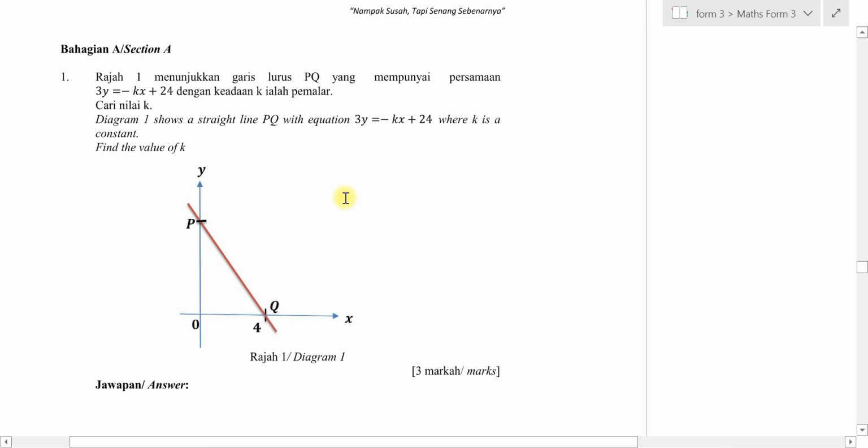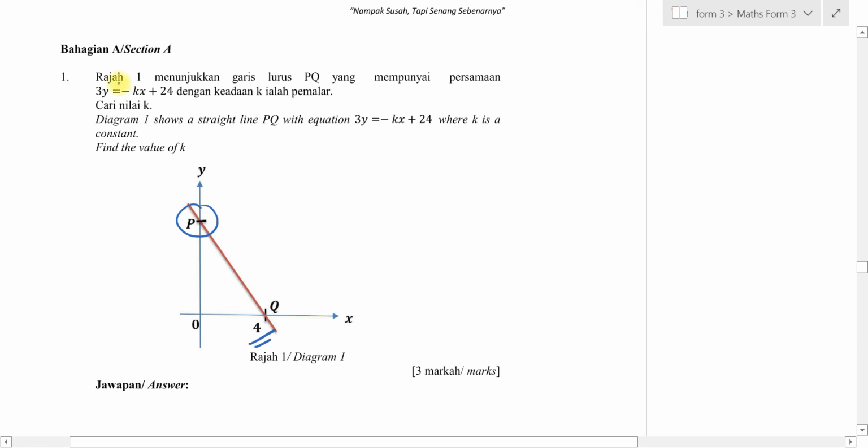Okay, now see this question. Before attempting to do this question, we need to clarify something whenever you see a diagram like this. This is cutting your x-axis, so this is your x-intercept. This is your y-intercept. Okay.